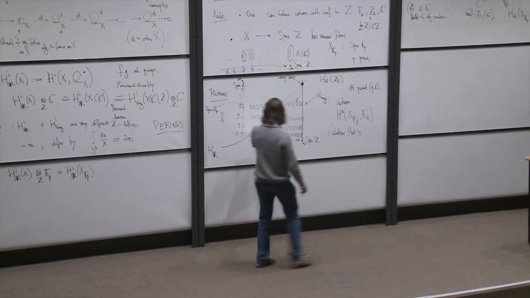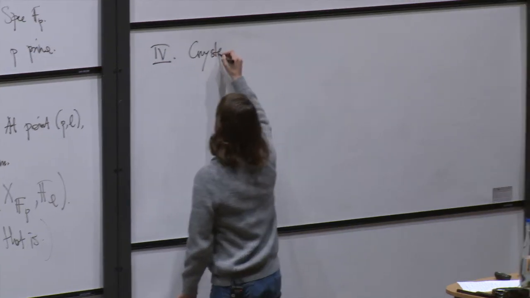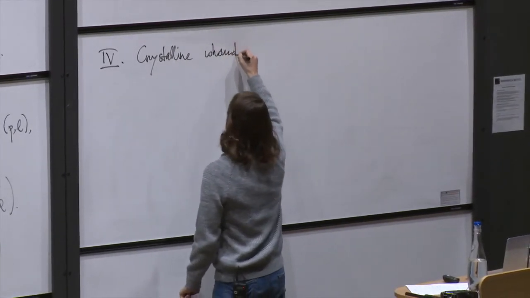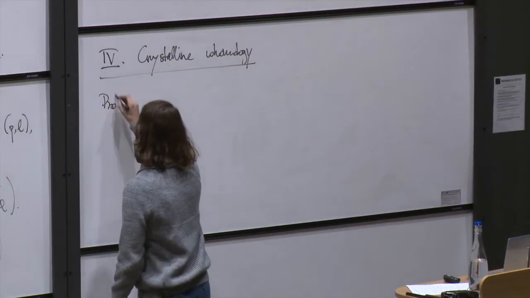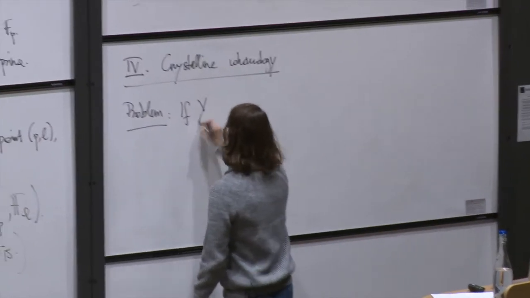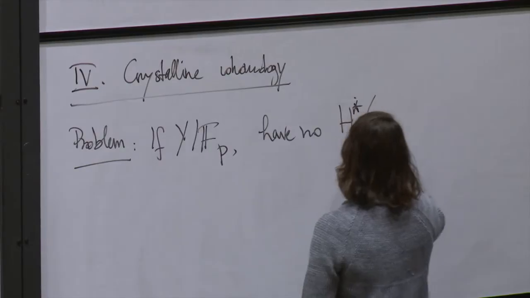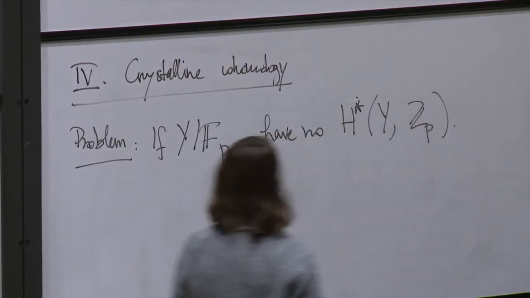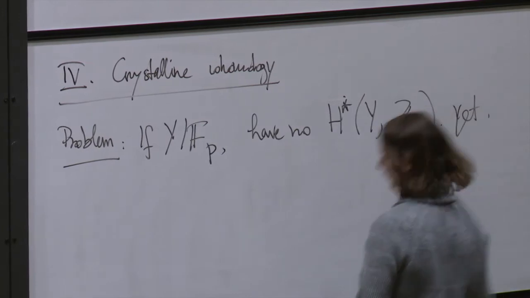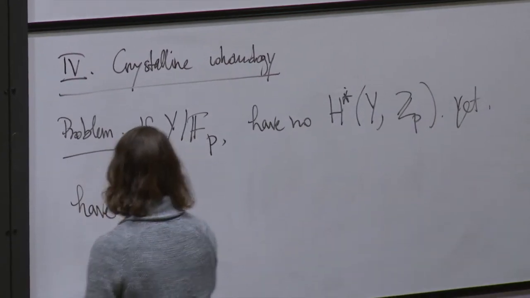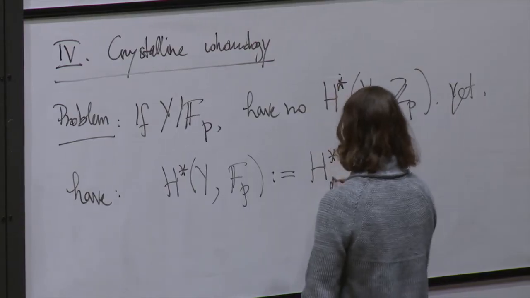So we were on the search for a p-adic cohomology theory in characteristic p, or Grothendieck, maybe then. And so that's what's called crystalline cohomology. So let me recall the problem. If Y over F_p, we have no cohomology with Z_p coefficients yet. But what we now have is a cohomology theory with F_p coefficients, which we can just take to be the de Rham cohomology of Y.